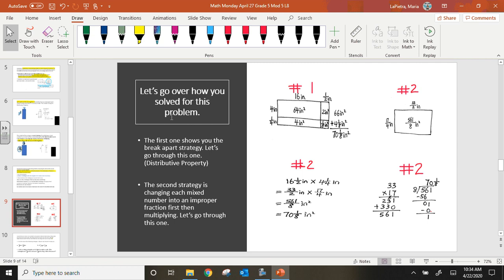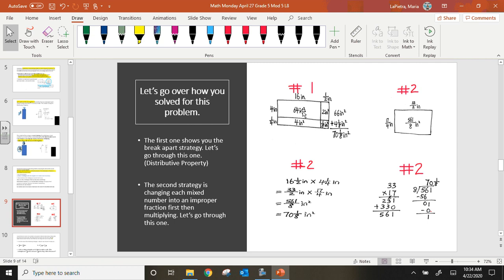Okay, let's go over how you solved for this problem. The first one shows you the break apart strategy, which is the distributive property. So let's go through this one first. We took our 4 and 1/4 and we put our whole number there and our fraction here. And then we did the same with 16.5. I have 16 and I have a half there. And then we multiplied each one to get our products.